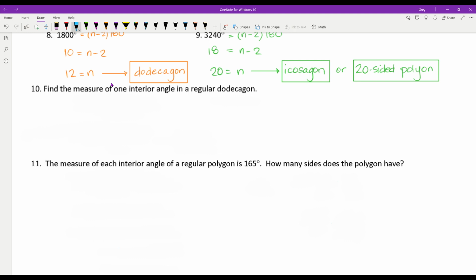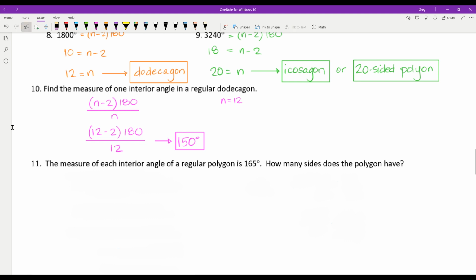So one interior angle, a regular dodecagon means n equals 12. We just did that in number 8. So my formula is n minus 2 times 180 divided by n, because I have 12 angles, same number of angles. Angles and sides are always going to be the same. So when I plug in 12 for n on the top and the bottom, 10 times 180 divided by 12 is equal to 150 degrees. That's all it is. Working with this formula.